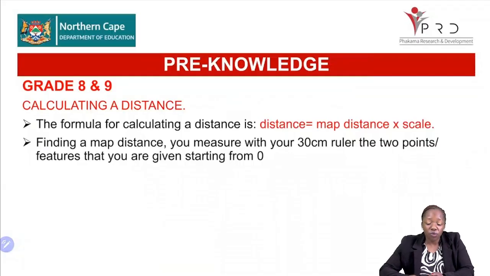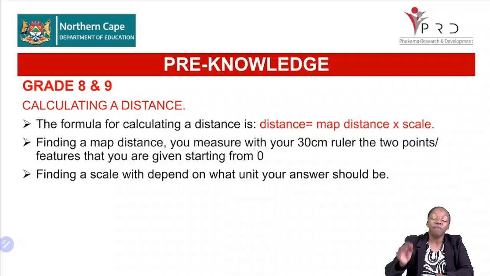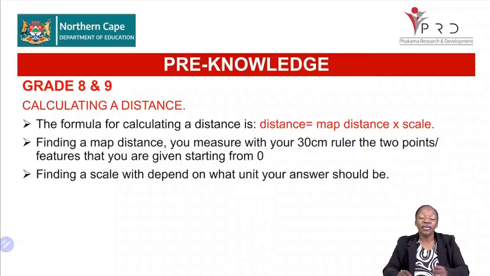Remember, when you are doing your measurement, you always start at 0 up until the next, and we are measuring in centimeters. Then thirdly, you have learned that in finding a scale, remember our formula is saying distance is equal to map distance times scale. So as we are measuring your 2 points or 2 pictures that you are given, you are finding a map distance. And then afterwards, you need to find a scale.